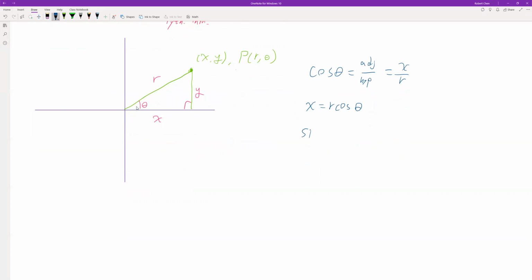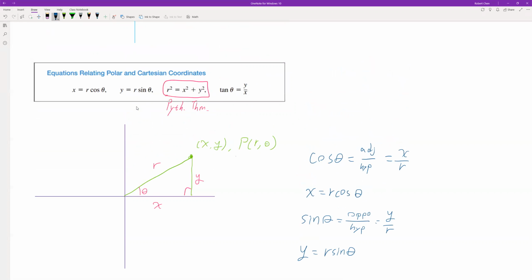Right? We know sine theta is opposite over hypotenuse. And in that case, it's going to be y over r. And then multiply by r again. y is equal to r sine theta. Okay? And that's how we get the first two.